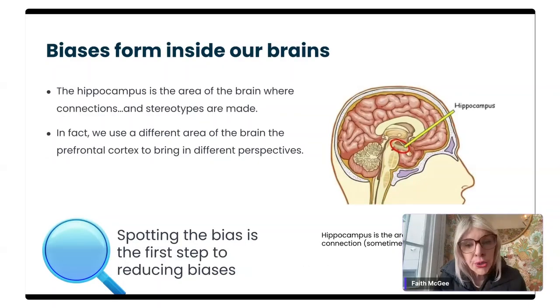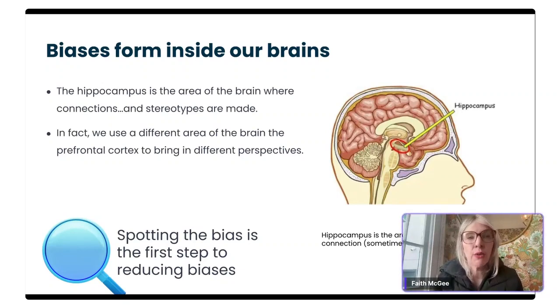And so biases, like I mentioned before, form inside of our brain. In particular, the hippocampus is the area where the connections and stereotypes are made. And then there's the prefrontal cortex, which is the area that handles all of our executive functioning. That is the part that actually helps us mitigate against these biases.